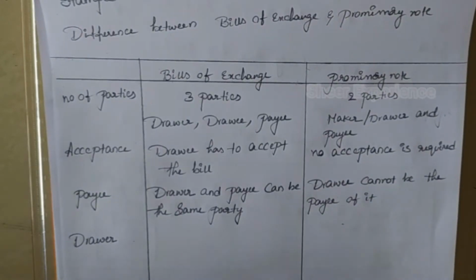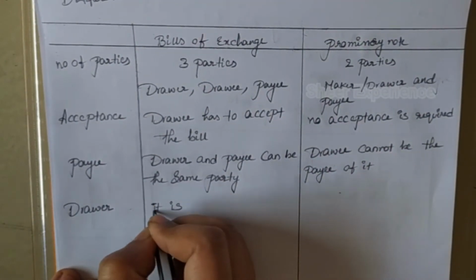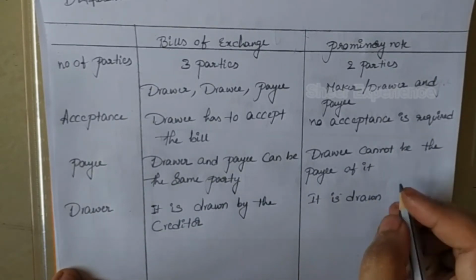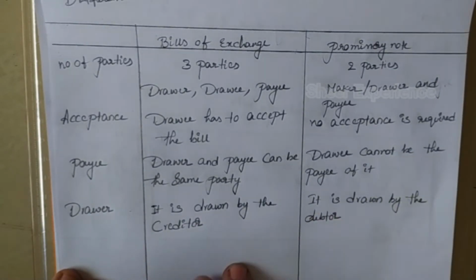In terms of drawer, in bills of exchange, it is drawn by the creditor, supplier or seller, all are same. Whereas in the promissory note, it is drawn by the debtor, or you can say customer, or the person who borrowed the money is entitled to draw the promissory note.